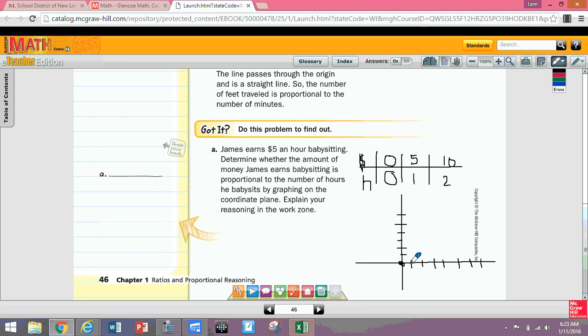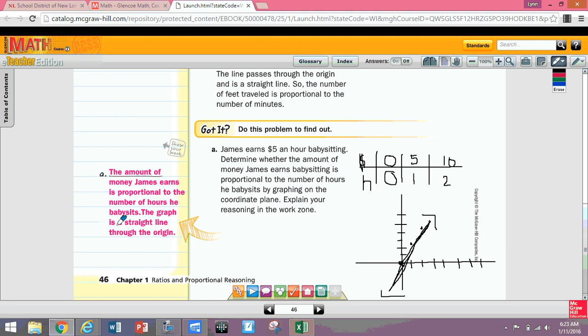Okay. (1, 5) would be about right here. And then (2, 10) would be about right here. And I'm not going to be able to draw a straight line with this marker, but you would see that you could draw a straight line. And yes, it does go through the origin. So therefore, it's proportional. So you should write an answer that's like this.